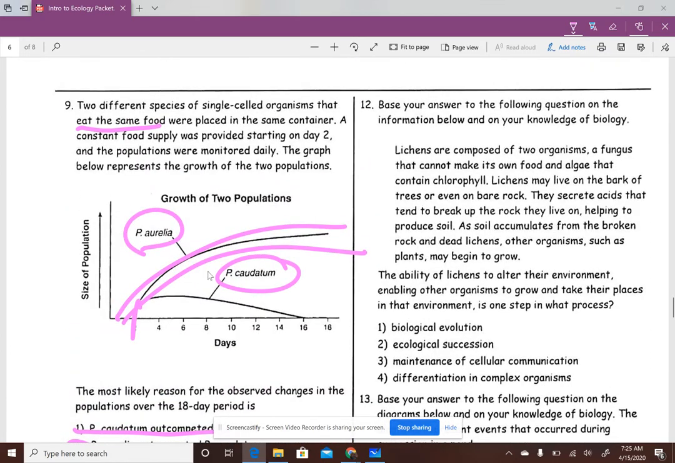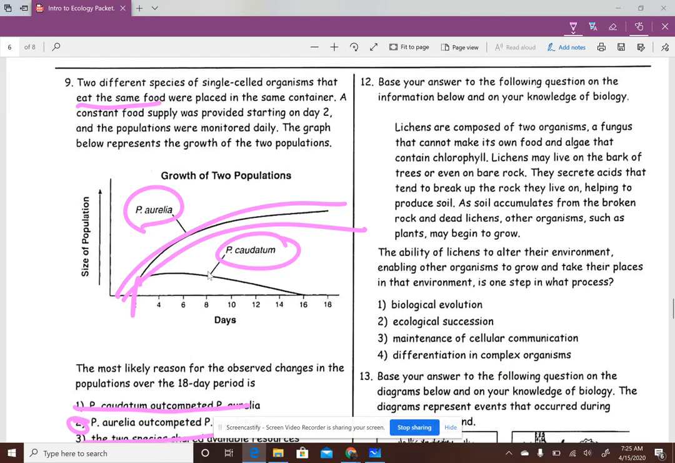Number 12, base your answer to the following question on the information below and your knowledge of biology. Lichens. When I see the word lichen, I'm automatically thinking about a pioneer species. I'm thinking about ecological succession. Lichens are composed of two organisms, a fungus that cannot make its own food, and an algae that contains chlorophyll. If it contains chlorophyll, it has the ability to do photosynthesis and therefore make its own food.